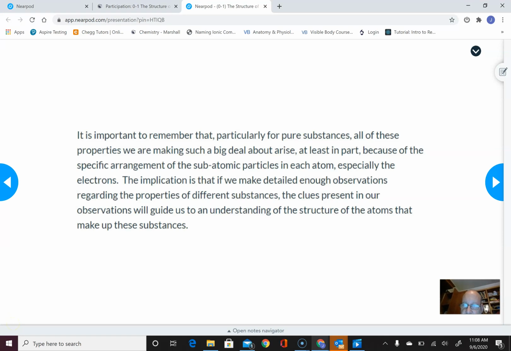Okay, so now I'm back in the presentation. Again, the implication is that if we make detailed enough observations about the properties, the clues in our observations will tell us what the structure is.